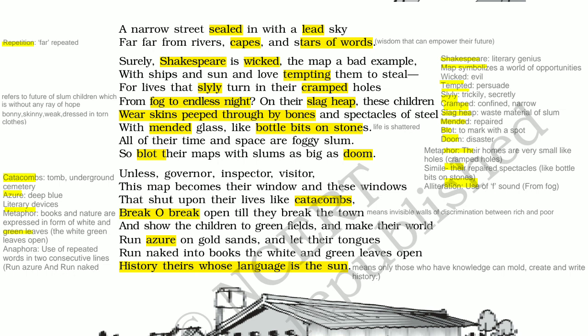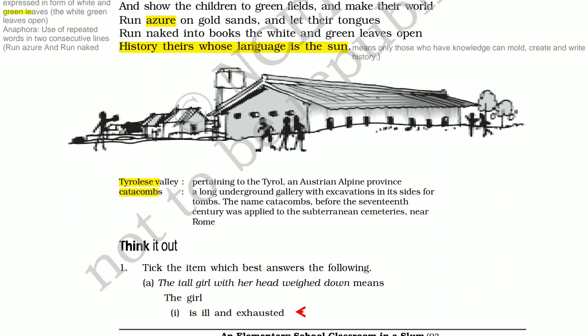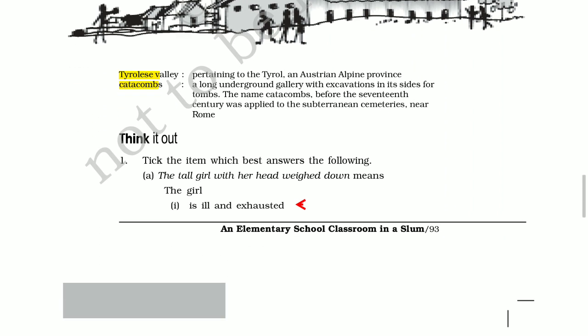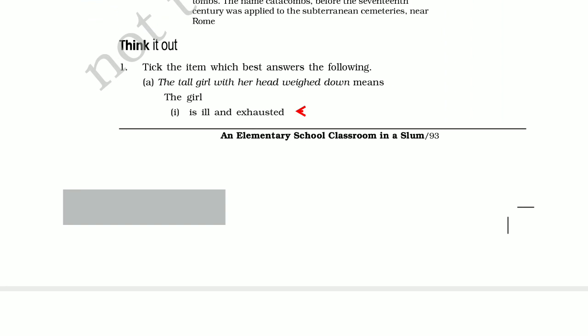So this is the poem about the children living in slum, a poem about an elementary school. Though in the beginning of the poem we read that it is the children living in the slums of Austria, it's the same story everywhere. The children living in slums, whether in India or in any other country, they suffer from the same problems. Now, coming to the questions, let us see.